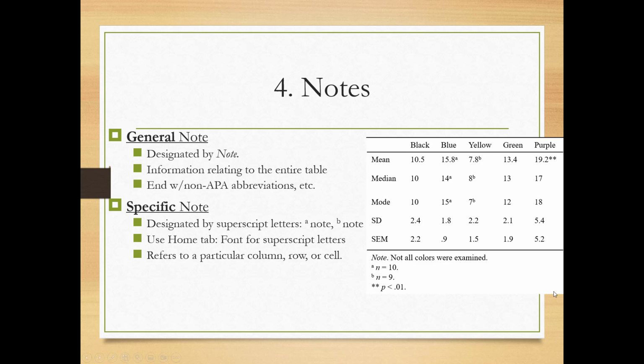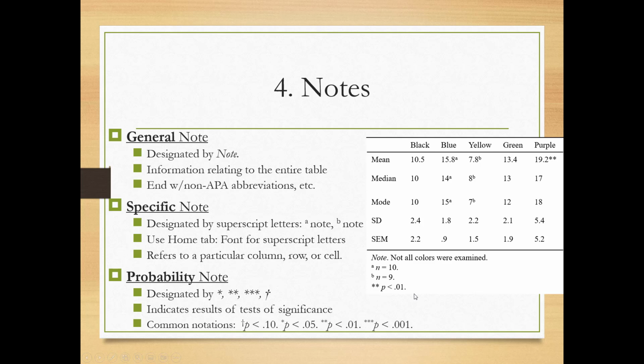Below that can be specific notes. And so you will notice that these use superscripts, just little letters up top like this. You can use the font section of the Home tab in Word to ask for superscript letters. And you have noticed that some part of the table or figure is labeled using those letters, and then you translate what you want to tell the reader down here with additional information in this note. And so each note for each superscript starts with that letter.